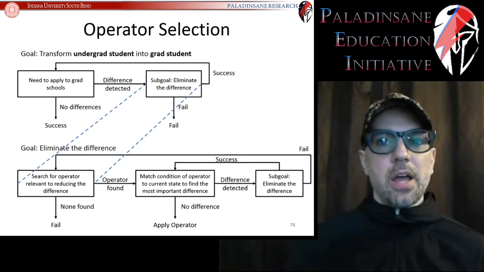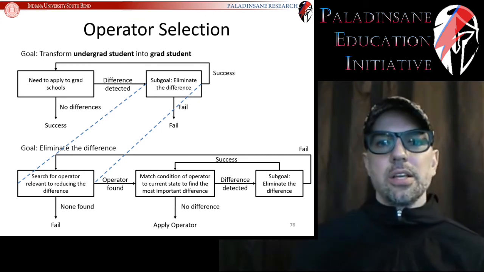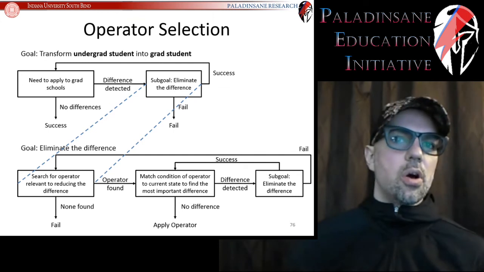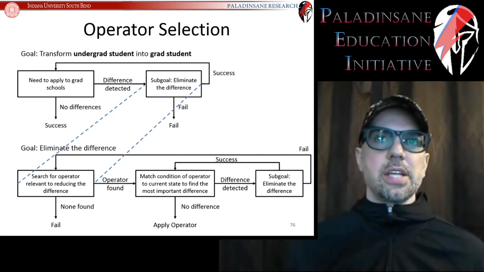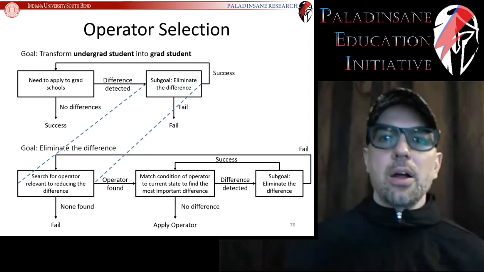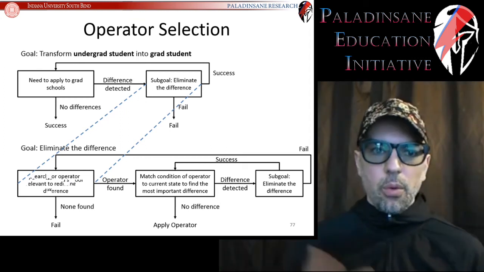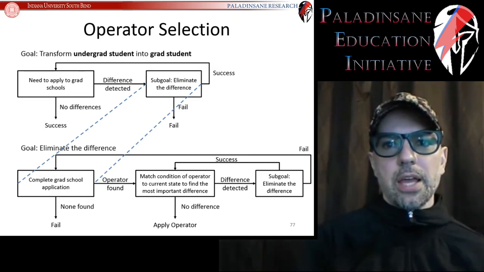school? If not, there's a difference detected, right? And your sub-goal now is to eliminate that difference. So you ask yourself, well, I need to apply to grad school. There's a difference detected. I haven't applied to grad school, so I need to eliminate that difference. How do I eliminate that difference? Well, this sets up your new sub-goal, complete a grad school application.